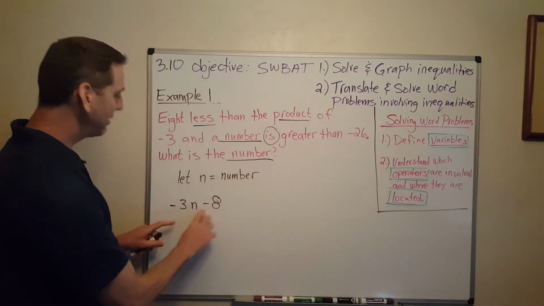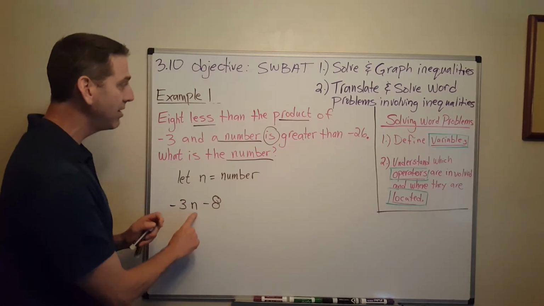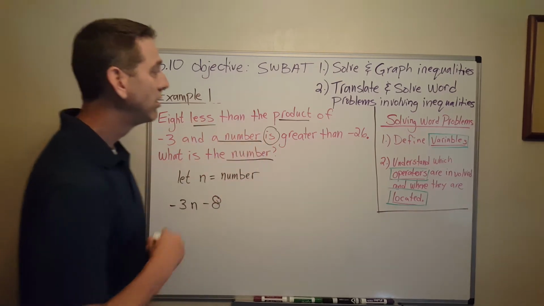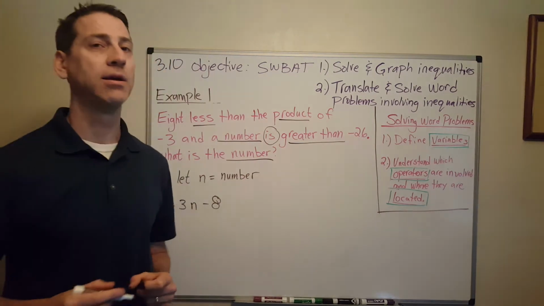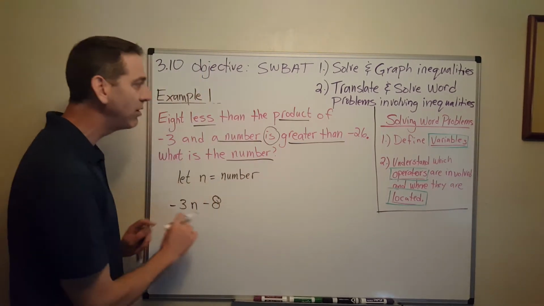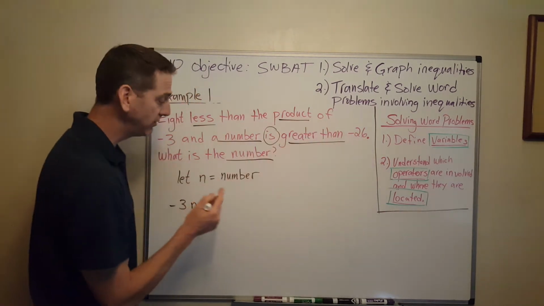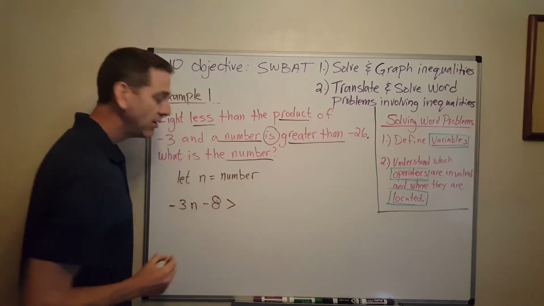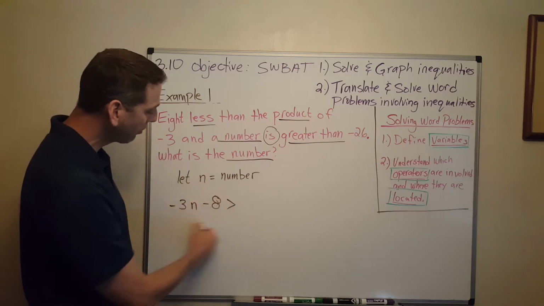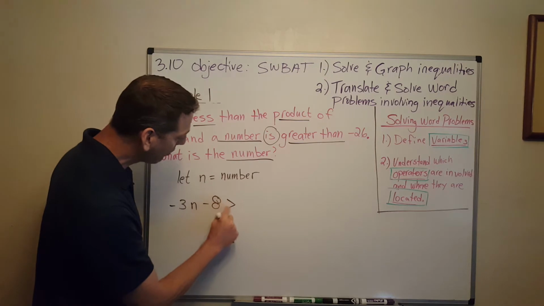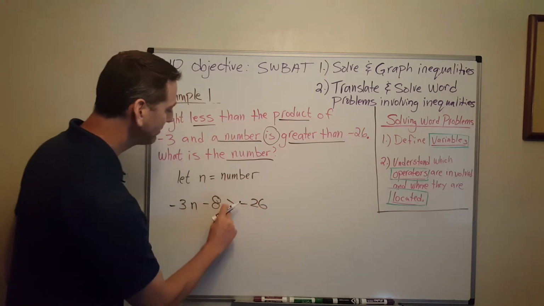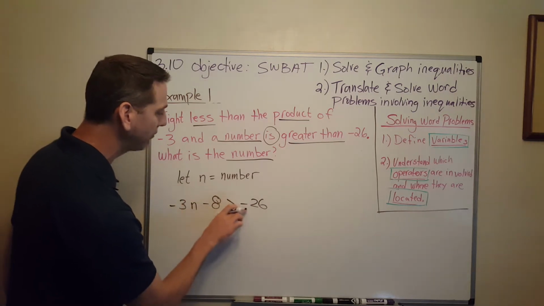So this is 8 less than the product of -3 and a number is greater than. That means all of this has to be greater than negative 26. So it's going to be this direction, right? The big end is facing this, because all of this has to be greater than this. All right, see how the big side is facing this side and the small end is facing the right side?